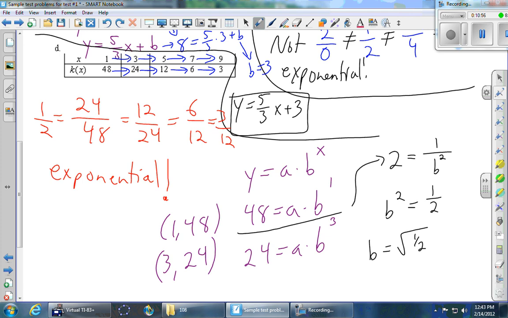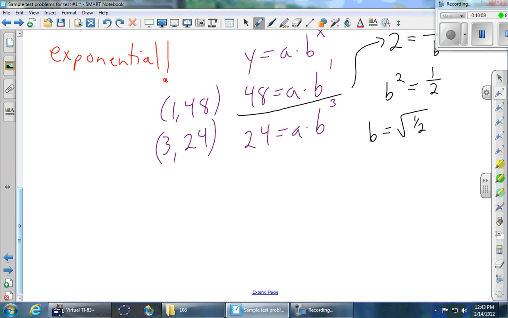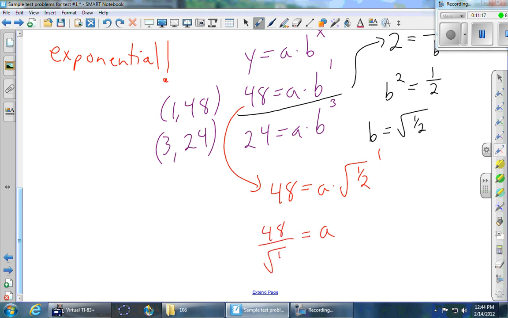Okay, and then to find the value of a, we can just plug into either of these equations, say, let's go into this one, 48 is equal to a times, we just found b is the square root of a half, and that's to the first power. So that means that a must be 48 divided by the square root of a half. If you want decimals, you're welcome to get them. If you want to clean up that square root of a half, it's kind of messy, you can do that too. I'm content to just end here, writing down our final equation. y equals the a that we just found times the b that we found raised to the x.